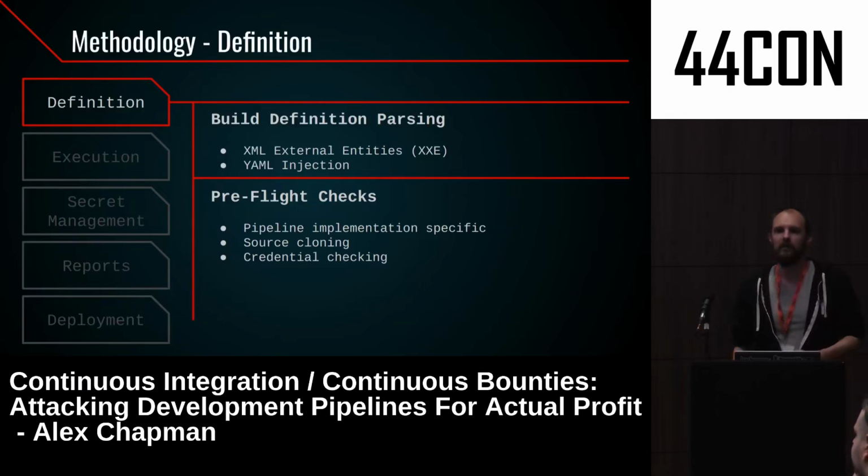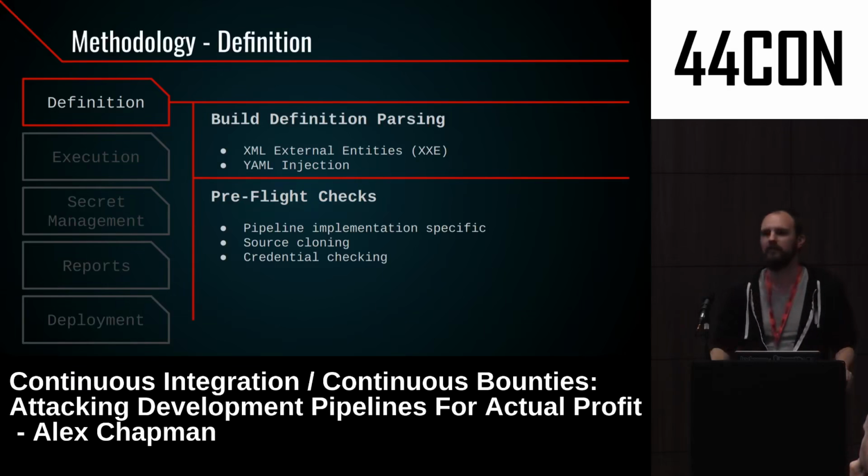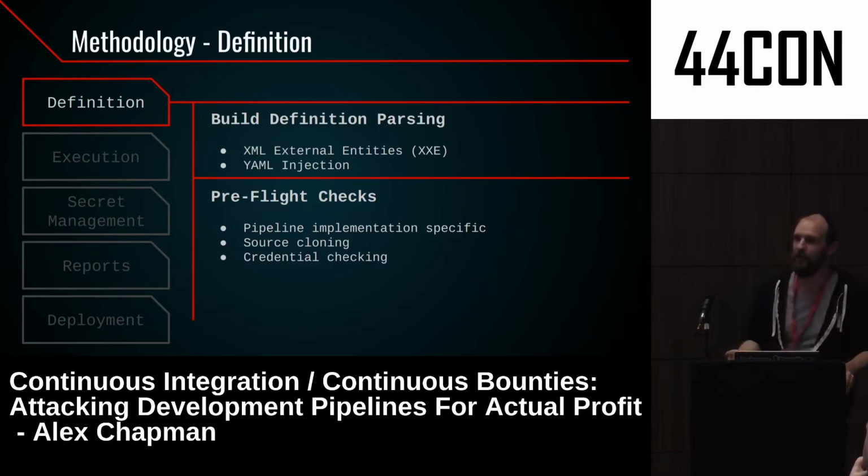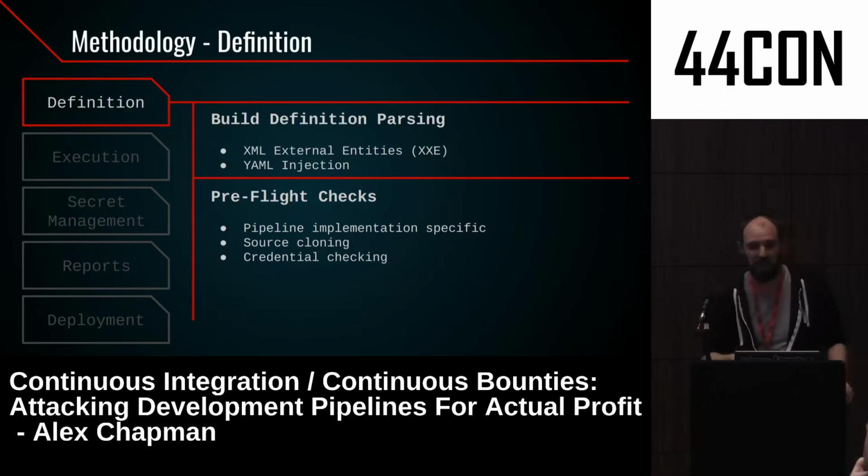So, an outline of my methodology when I'm looking at these sorts of things. As I said, a build starts with two things: your source code and a definition file. It'll run through the execution of the build. Somewhere during that build, the build system is going to have to access some secrets. That could be deployment keys or SCM credentials, something along those lines, internal APIs in order to throw code out there or deploy code. A build system is going to report on its build, whether it succeeded, whether it didn't, the logs. So I'm going to look at that, and it's finally going to deploy code.